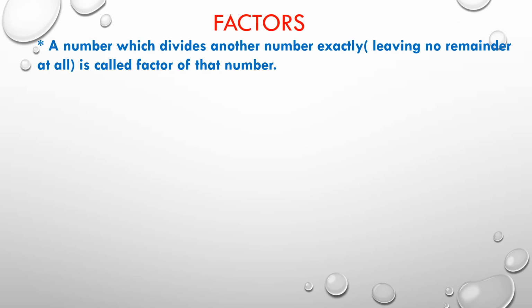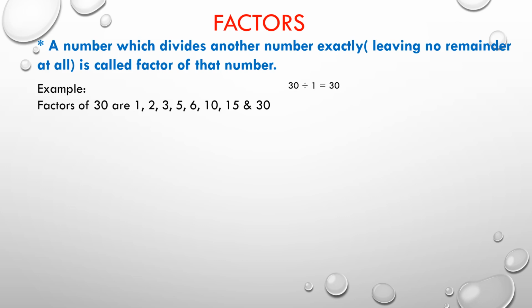Suppose I want to find out factors of 30. So factors of 30 are 1, 2, 3, 5, 6, 10, 15 and 30. Why? Because when I divide 30 by 1, quotient is 30, remainder is 0. When I divide 30 by 2, quotient is 15, remainder is 0. When I divide 30 by 3, quotient is 10, remainder is 0. When I divide 30 by 5, quotient is 6 and remainder is 0.